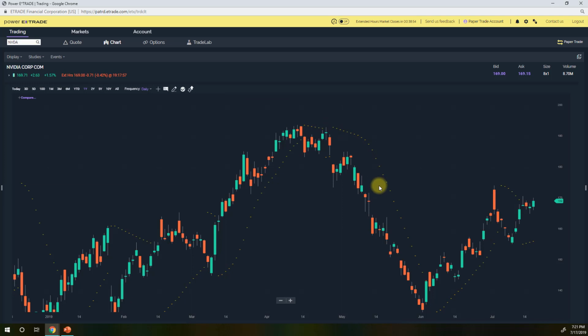And down here we see this nice big downtrend, and then once we see the SAR flip, you should probably think about closing that position, in this case if it's a long put or short shares of stock.